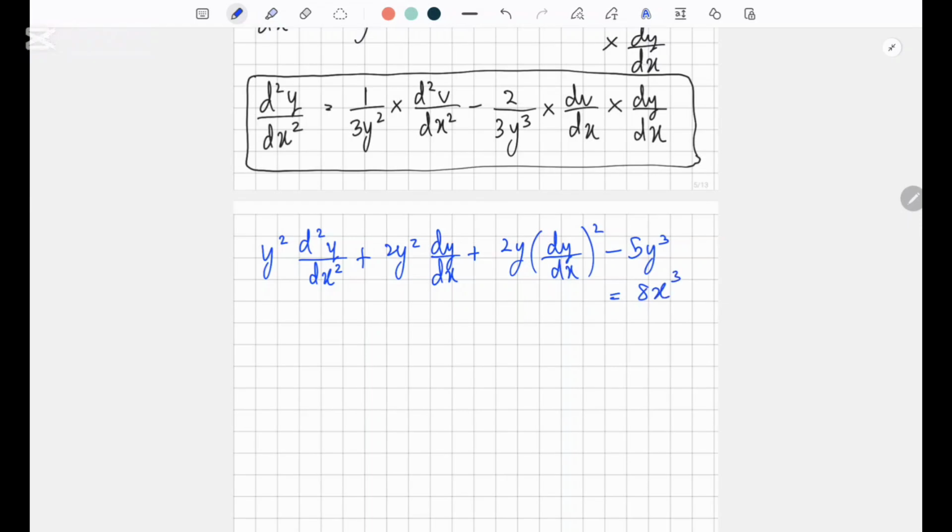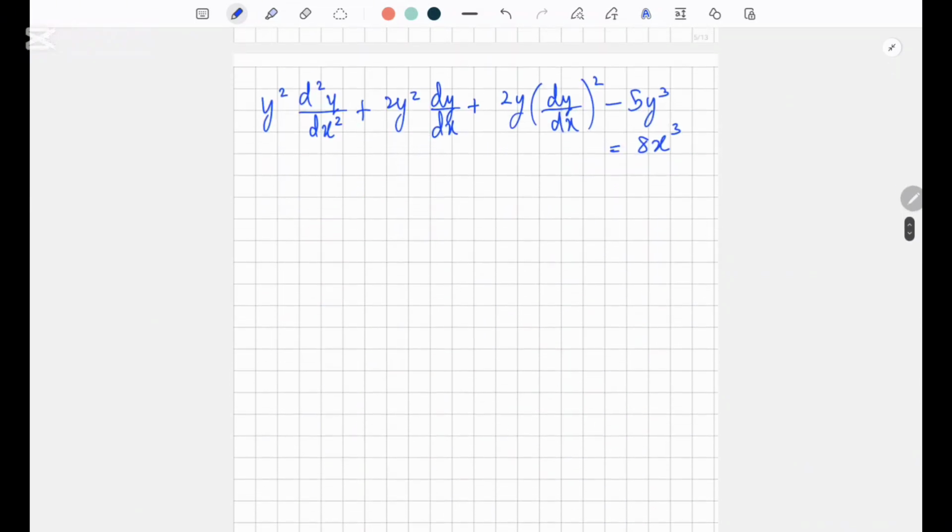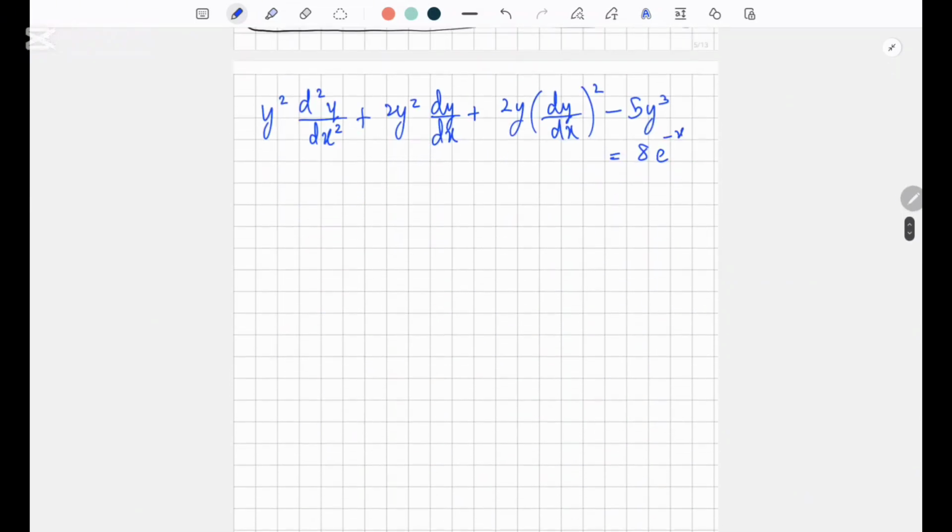So this was the question, right? Sorry, it's 8e to the power minus x.